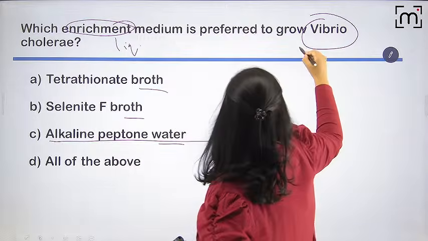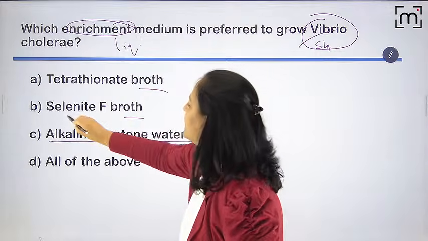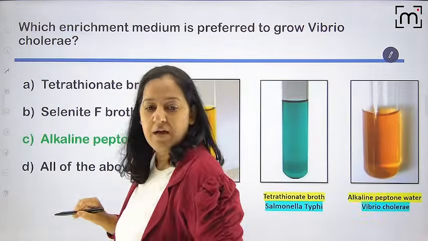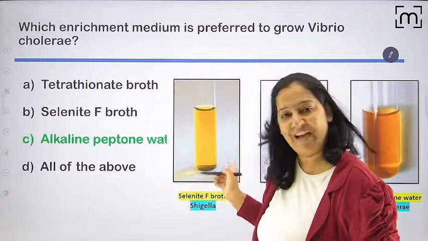Okay, if I change the question to Shigella, the answer is selenite broth. If I change the question to Salmonella, the answer is tetrathionate broth. I hope you got it. I told you this thing.